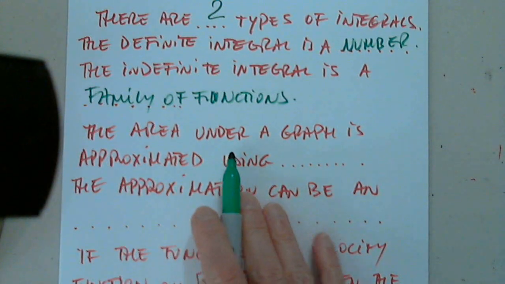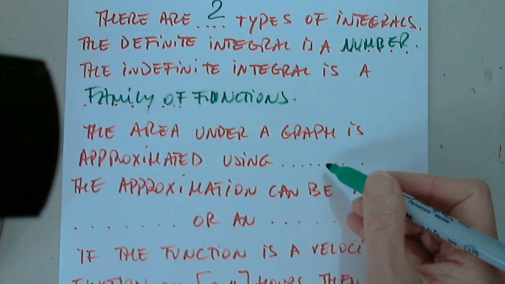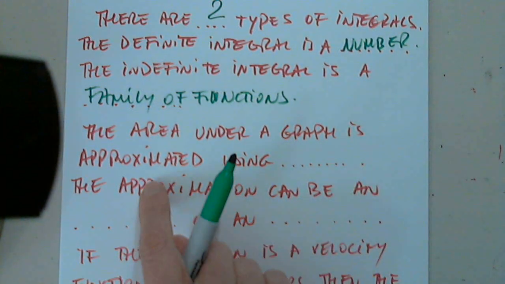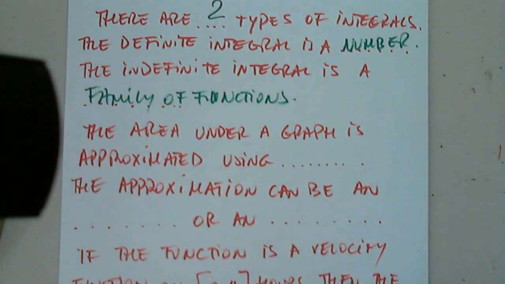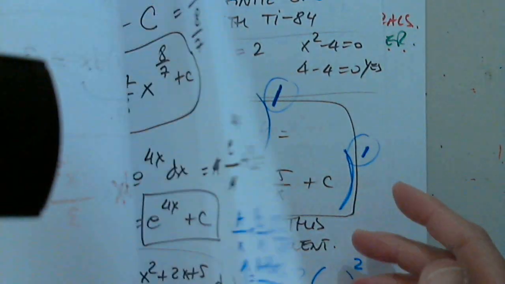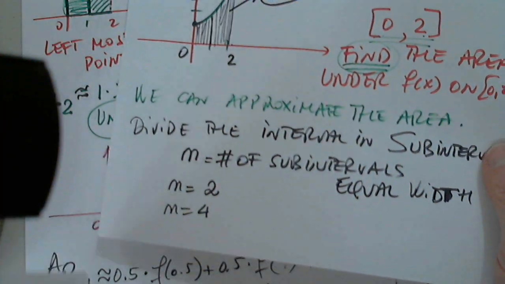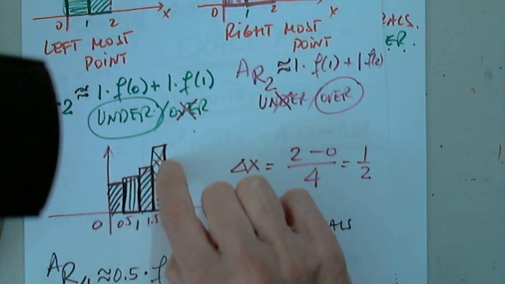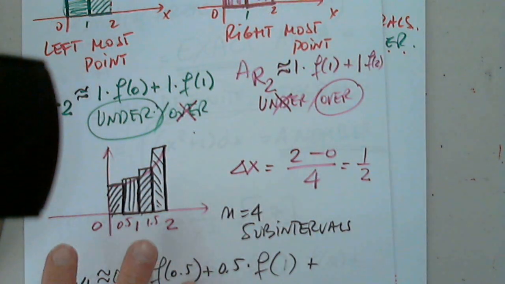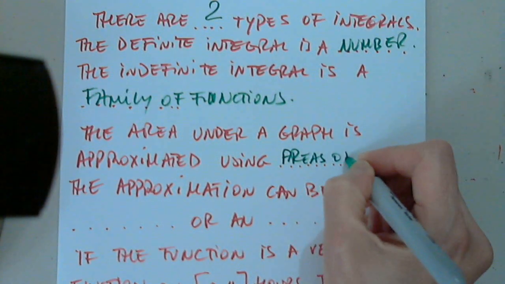Perfect. The area under a graph is approximated using the left or the right, but what are we using to approximate the area? Okay, let's go back. What is this? It's blocks. Yes, but we are calling them rectangles. Good.